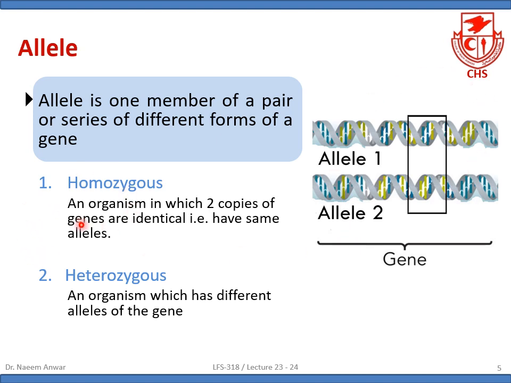While when we call them heterozygous, then they will have different alleles, or different genes, that are inherited from each of the parents. So mainly these are the alleles within the gene of interest. So when we say alleles, you have to always keep in mind that each allele will be inherited from one of the parents.